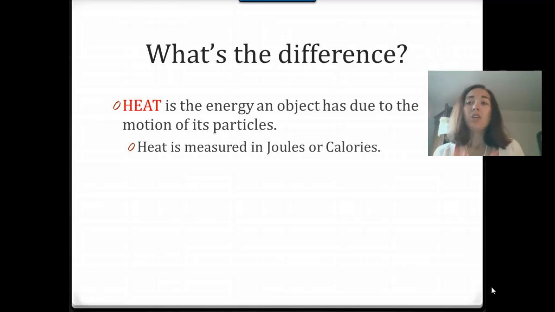The unit that we use to measure heat in the metric system is the joule. Now maybe you've never heard of that unit, but I bet you know the English system unit, and that's the calorie, just like the calories that are on your food labels in the kitchen.